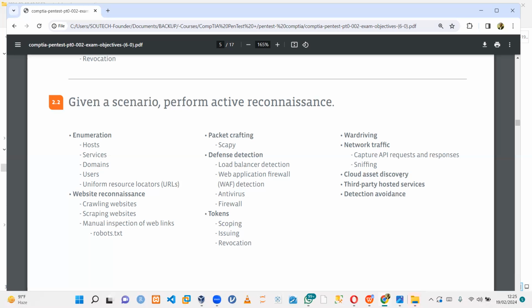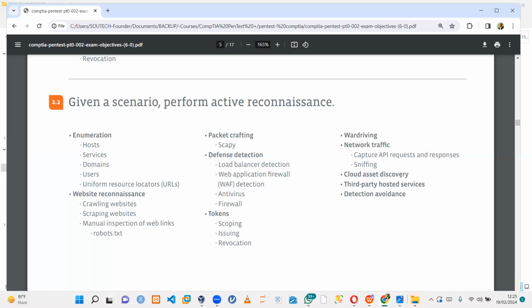Then cloud asset discovery. These days you have Google Cloud Platform, that is GCP, you have Azure by Microsoft, you have AWS. A very clear example is Amazon S3. S3 is the storage service for AWS. That is a Simple Storage Service. That is S3, S in three places. Now, that can be discovered.